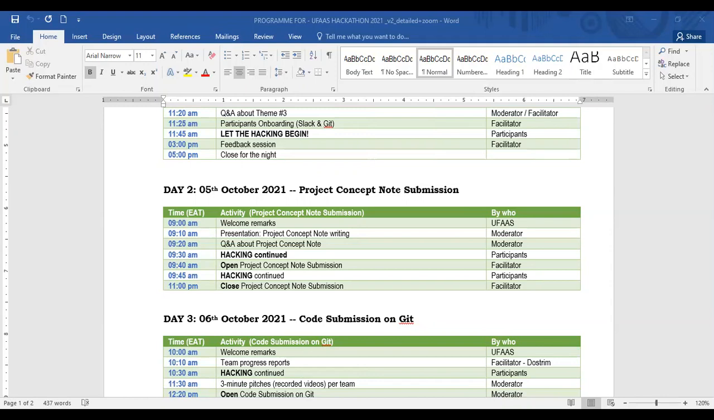There has been an adjustment. Since people were complaining that the time for the pitch was limited, the 3 minutes were extended to 5 minutes. So the pitch video, recorded videos should last just 5 minutes. Should be sufficient, and they'll also be submitted via Slack channel.